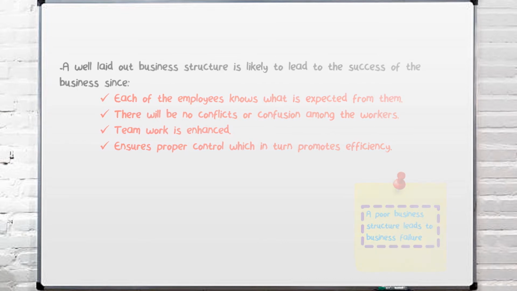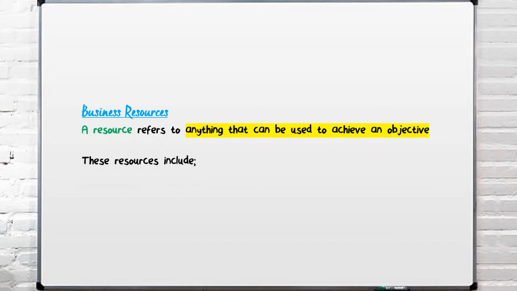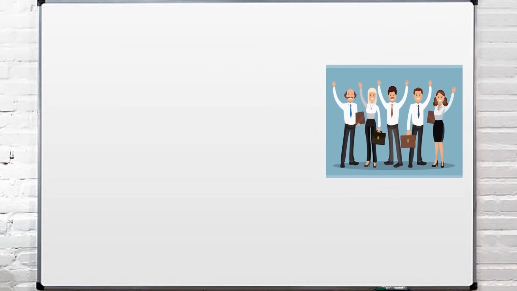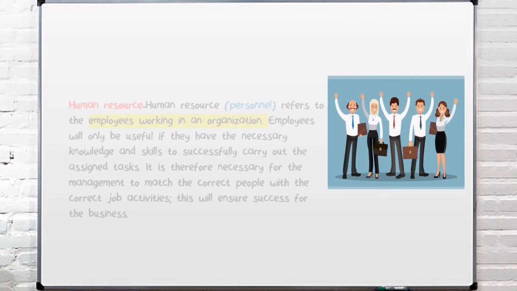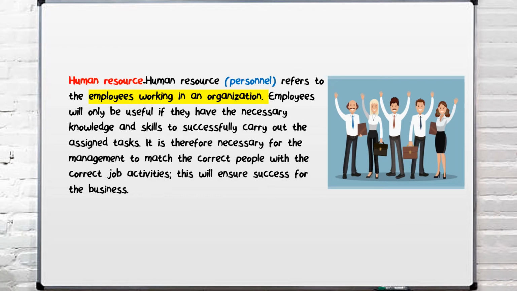The last factor that we are going to look at is business resources. Remember, we're still looking at the internal business environment, and when we talk about a resource, it refers to anything that can be used to achieve the objective or objectives of the business. The first resource that we're going to look at is human resource. This refers to the employees working in the organization, or the personnel or staff working within an organization. Look at an example of a school.